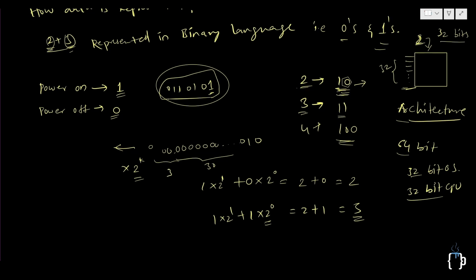More 32, I think so. More 32 bits, 0 bits will be there on the left side. Okay, so this is 2. Likewise for 4, there will be more zeros in the front. So we can represent any number using these bits.